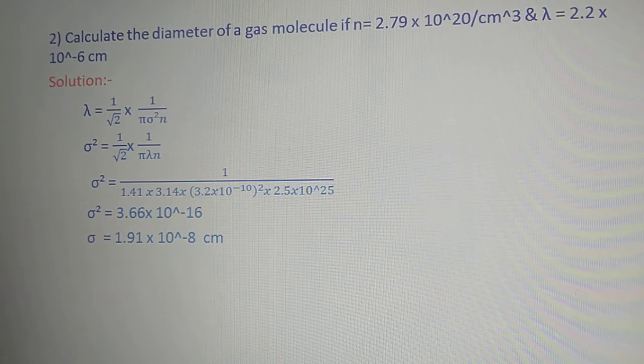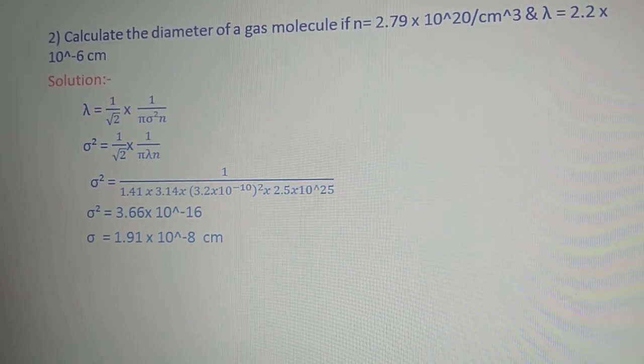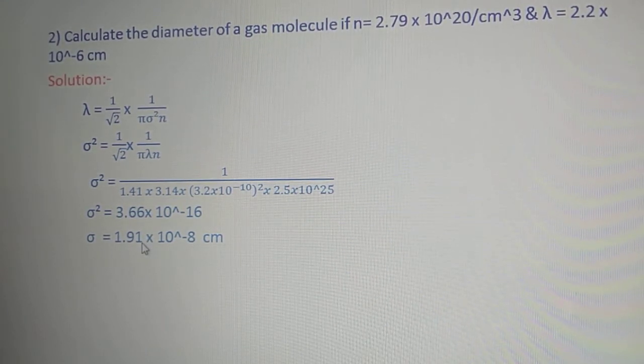Same formula we can use, lambda equal to 1 upon root 2 into 1 upon pi sigma square n, right? And if you put these values, then we will get the value of sigma square, and then you can calculate sigma from sigma square. So sigma, that means the diameter of the gas molecule, is equal to 1.91 into 10 to the power minus 8 centimeter.